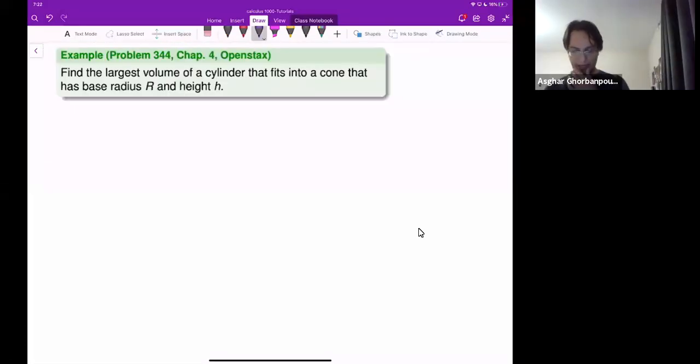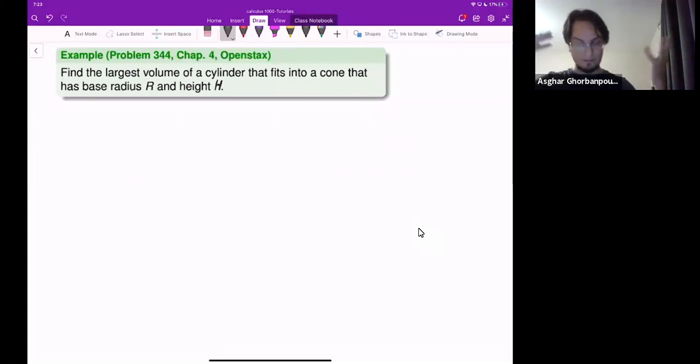Okay, find the largest volume of a cylinder that fits into a cone that has base radius r and the height h. Well, let me just change something here. I'm going to denote the height of the cone by capital H.